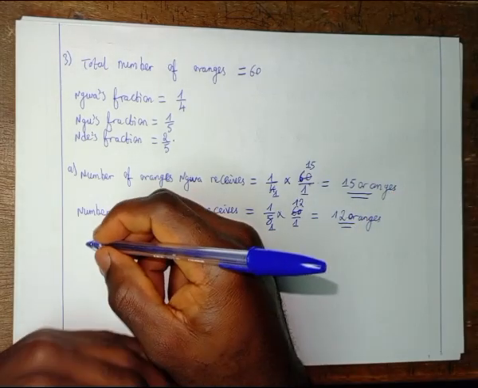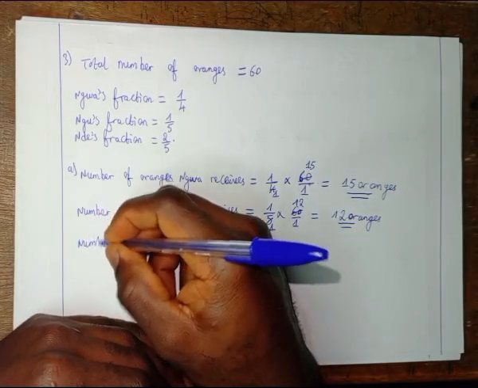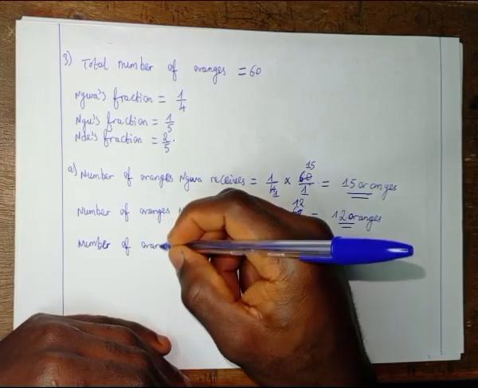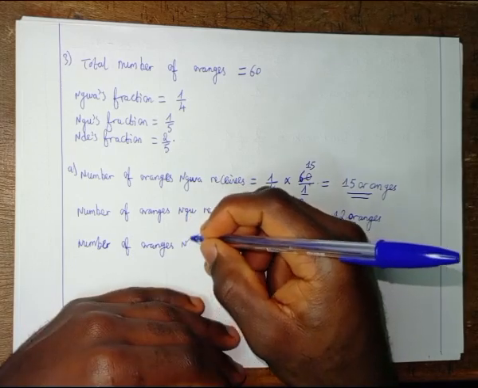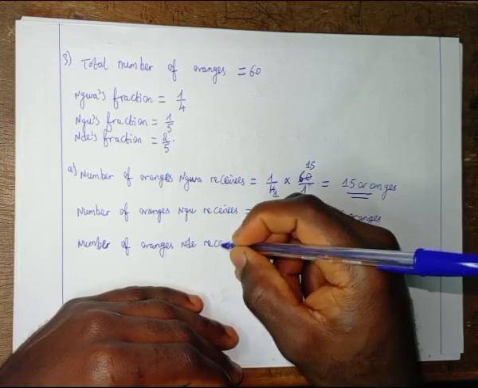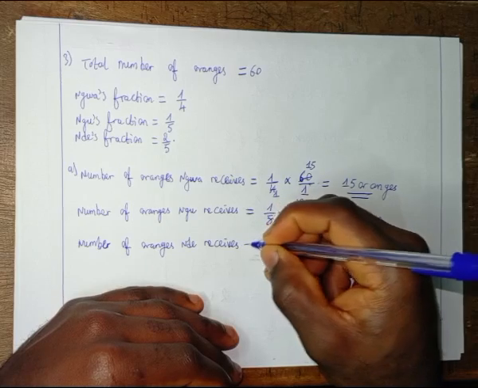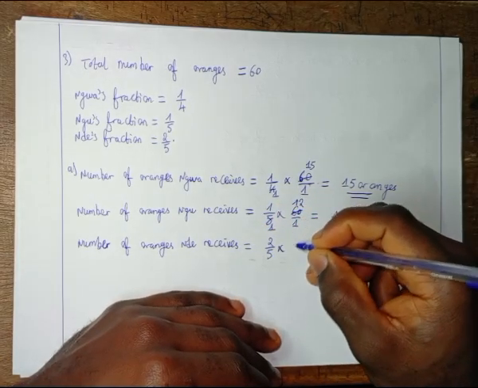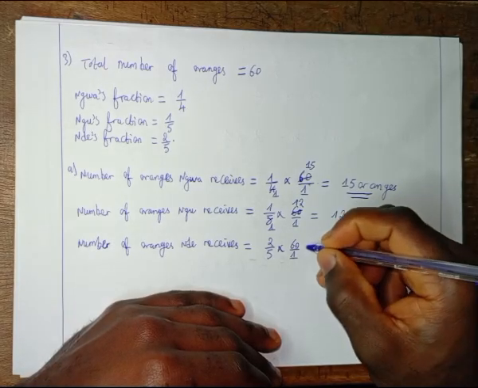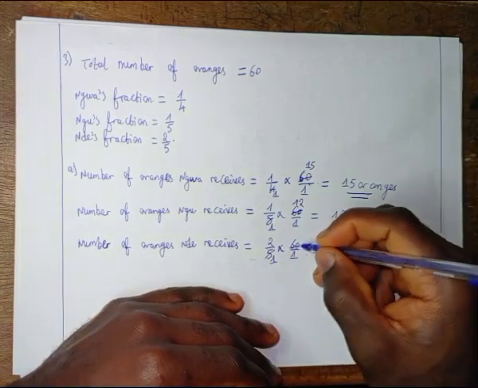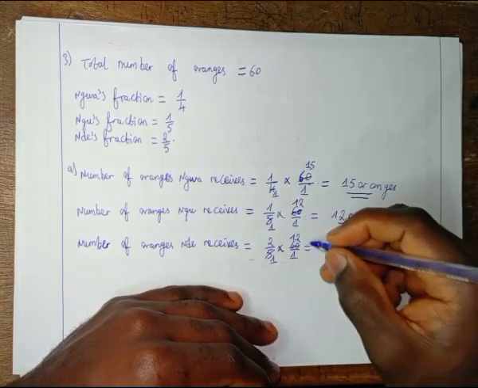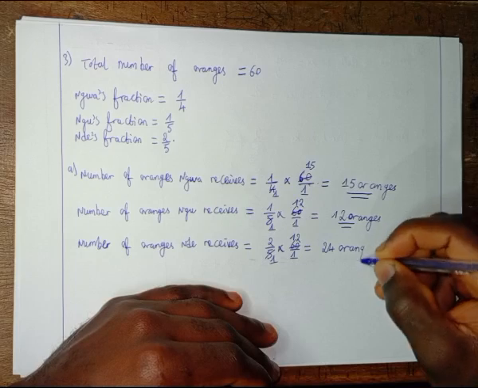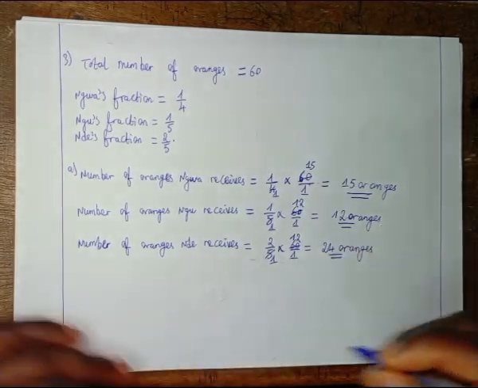Next, we need the number of oranges De receives. It will simply be equal to, we are going to multiply its fraction by the total number of oranges. Simplify, 5 going 1, 5 going to 60, 12 times. 2 times 12 gives us 24. And De receives 24 oranges.